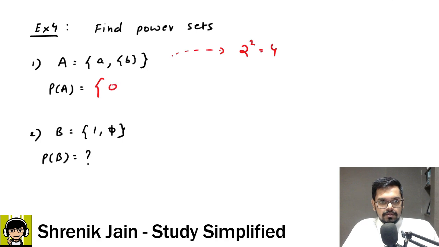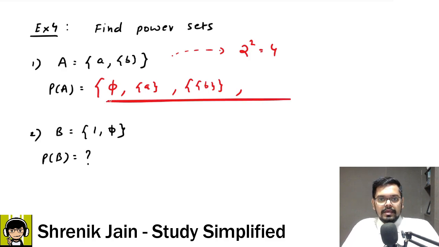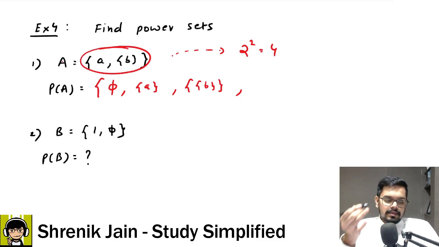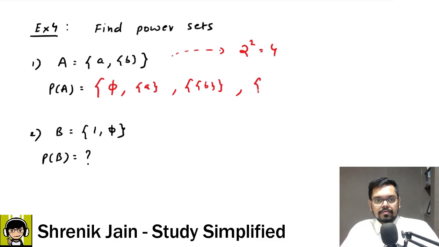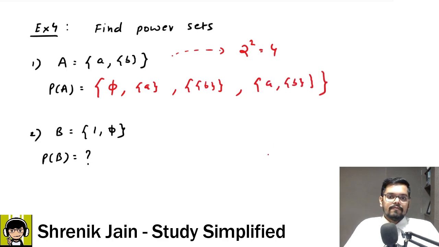Then I should say phi is always a subset of every set. And then the singleton sets are this A and then this element in a set form, so set of set B. Because we are writing all the subsets, this is how it is written, and then the set itself. So set A comma set B, right? So these are the 4 subsets of the given set.